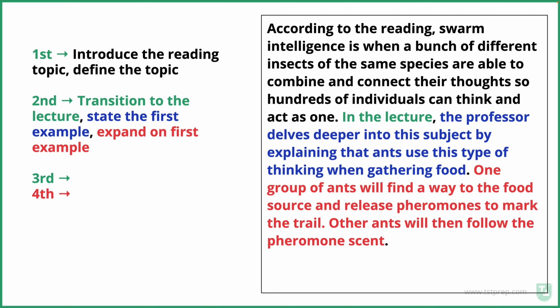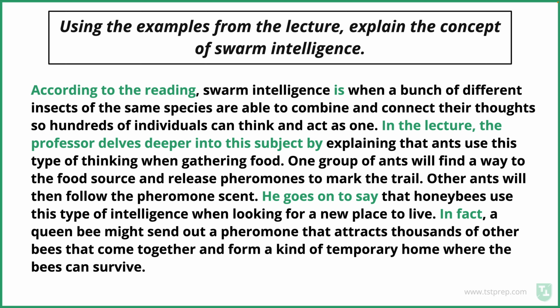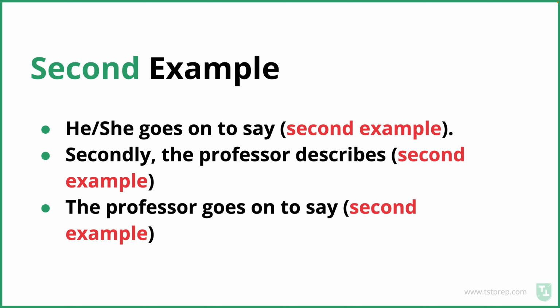And then I explain it more. One group of ants will find a way to the food source and release pheromones to mark the trail. Other ants will then follow the pheromone scent. Okay, got that. And then the next thing is where I say, he goes on to say. Now, so again, the listening, there are 2 examples. So that's what you're going to do. Next, you're going to introduce the second example. He or she goes on to say. Secondly, the professor describes. The professor goes on to say.